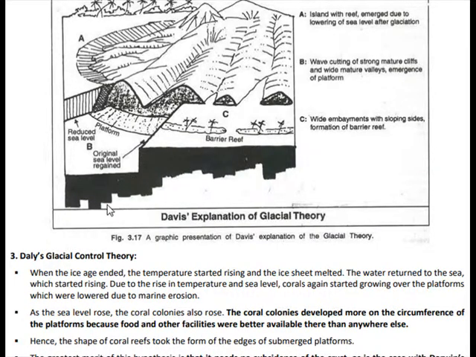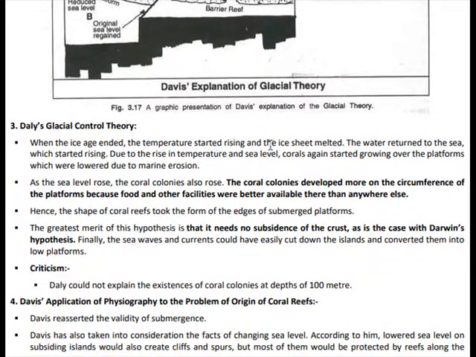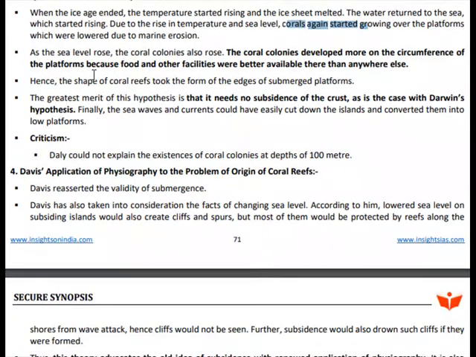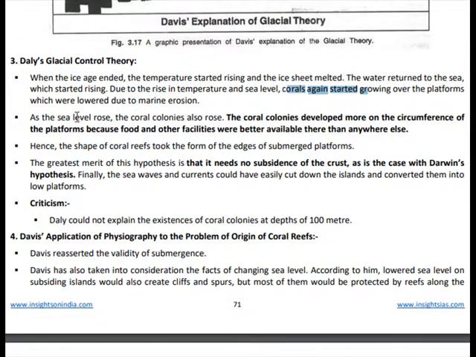When the ice age ended, the temperature started rising and the ice sheet melted. The water returned to the sea, which started rising. Due to the rise in temperature and sea level, corals again started growing over the platforms, which were lowered due to marine erosion. As the sea level rose, the coral colonies also rose. The coral colonies developed more on the circumference of the platforms because food and other facilities were better available there than anywhere else. Hence, the shape of coral reefs took the form of the edges of submerged platforms.